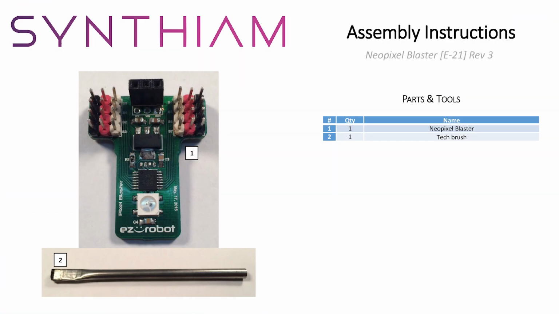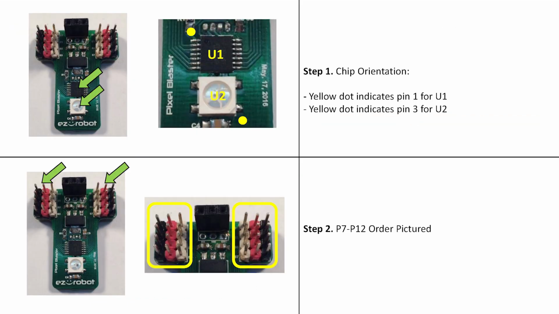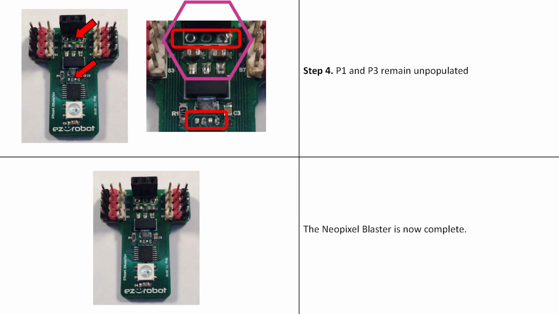Moving on to the assembly instructions. Here we have the Neopixel Blaster. Make sure both of these are oriented correctly. Also note the orientation and the color of these headers. There's an extra header if you want to populate it. You don't have to populate it though. This version has a different connector right here, but it should be the JST connector.